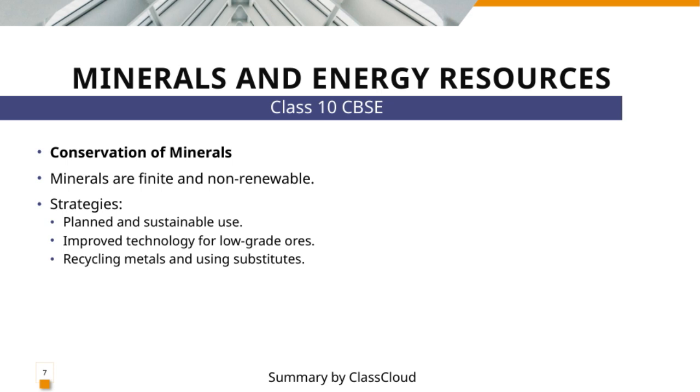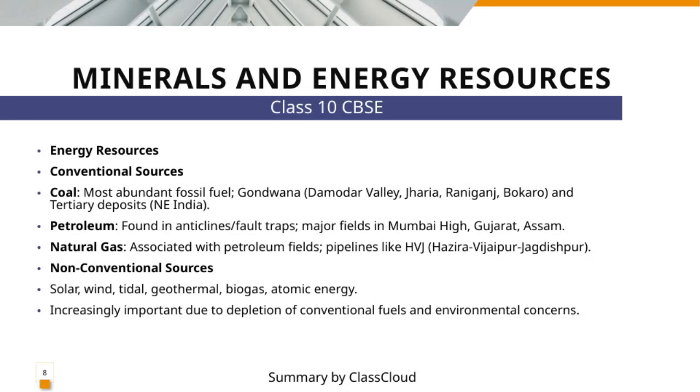Let's take a closer look at Class 10, CBSE energy resources. Starting with conventional sources, coal remains the most abundant fossil fuel we have. It's primarily found in regions with Gondwana deposits, like Damodar Valley, Jeria, Raniganj, and Bokaro, as well as in tertiary deposits in northeast India. Petroleum, on the other hand, is usually trapped in anticlines and fault traps beneath the Earth's surface. Major petroleum fields are located off the coasts, such as Mumbai High, and in states like Gujarat and Assam.